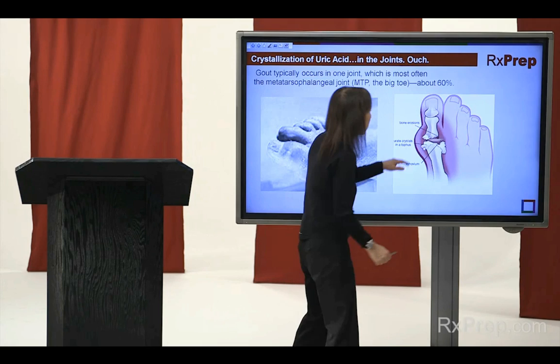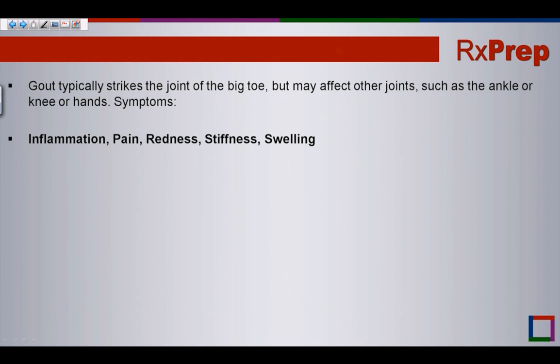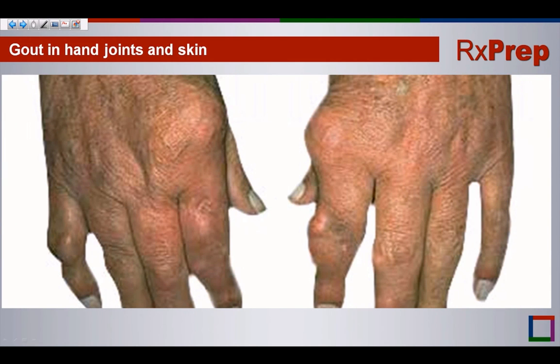Here's what's happening here. You've got urate crystals. Uric acid is called urate here, and it's forming. And then this is bone erosions and tophus, which is a kind of bony outgrowth in a patient with very severe gout. So that's very painful.